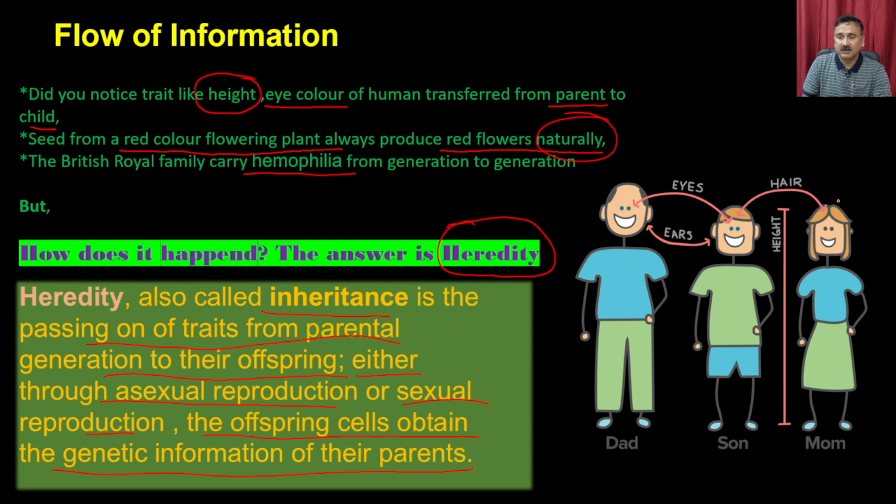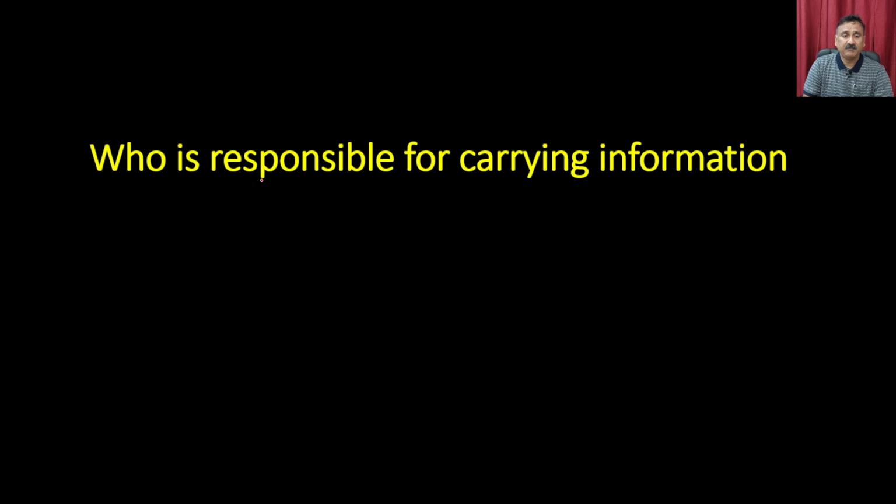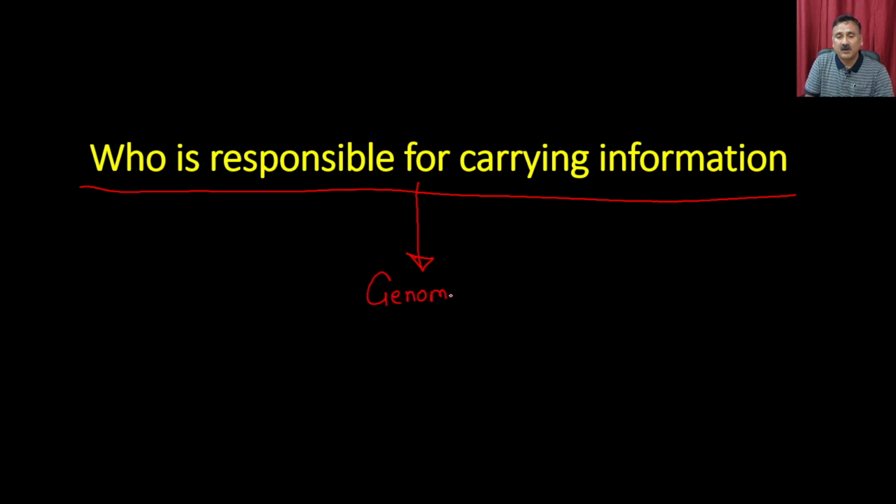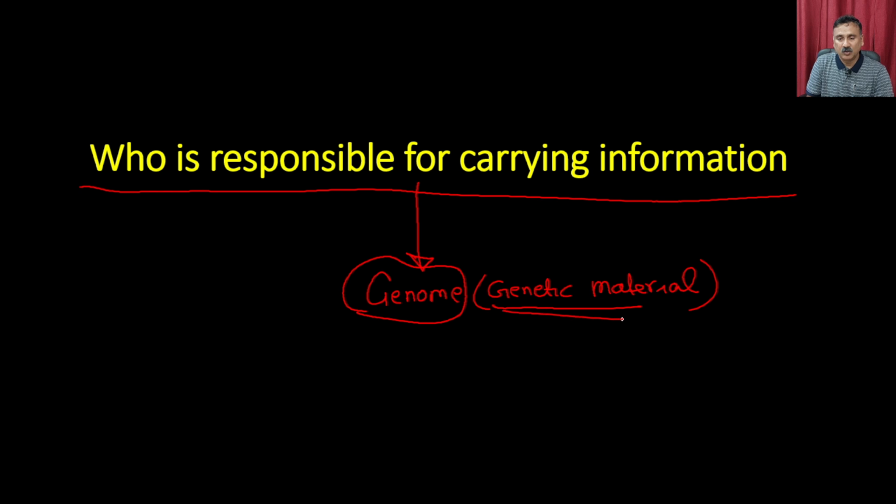So the first question is: if you acquire the traits from the mother and the father, how is this phenomenon happening and who is responsible for it? Who is responsible for carrying the information from one generation to another generation? The molecule responsible for this phenomenon is called the genetic material, because it is going from one generation to another generation, and because of that this molecule is called the genetic material, not the genome actually.